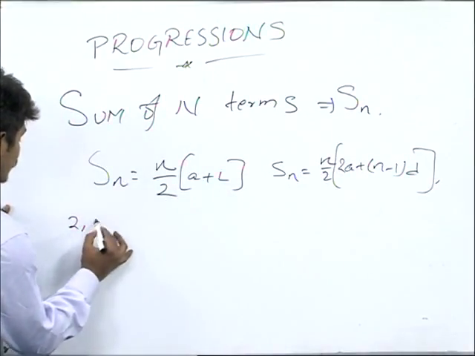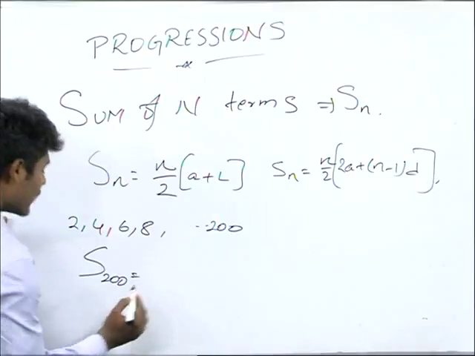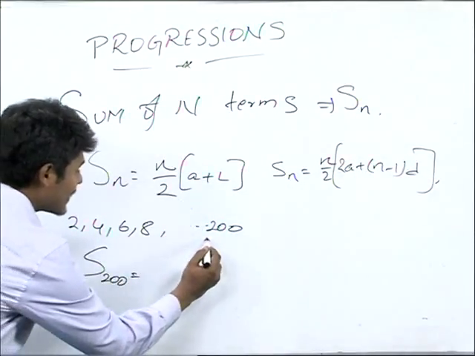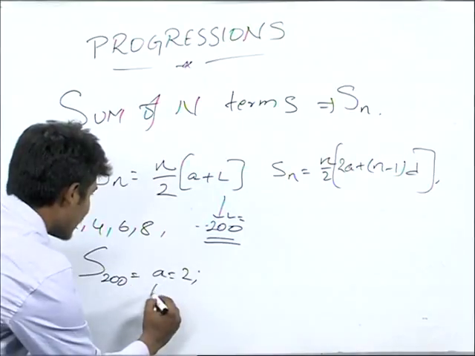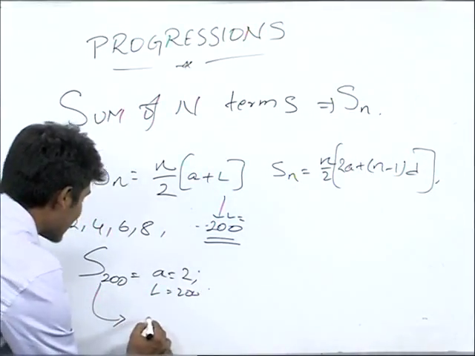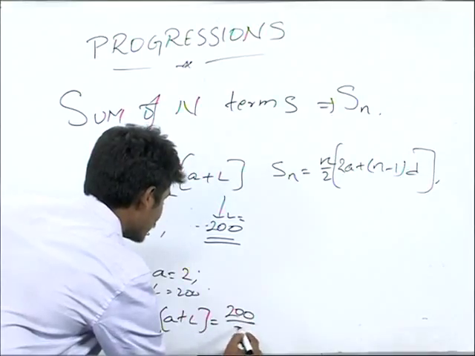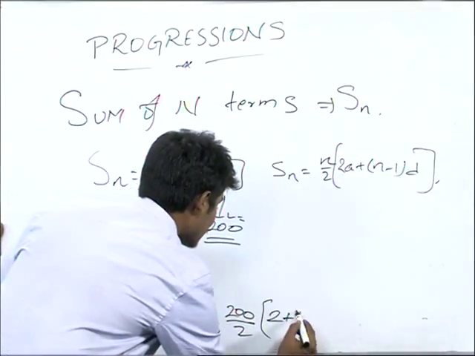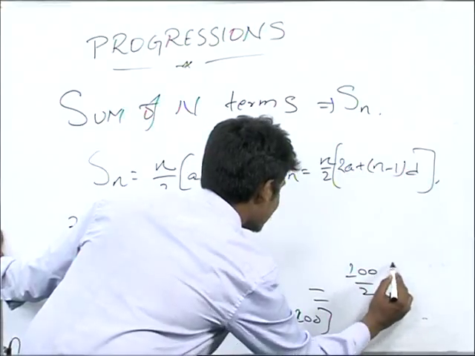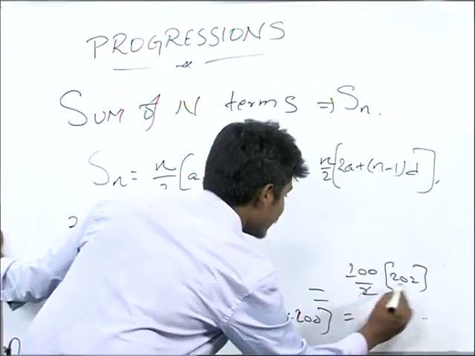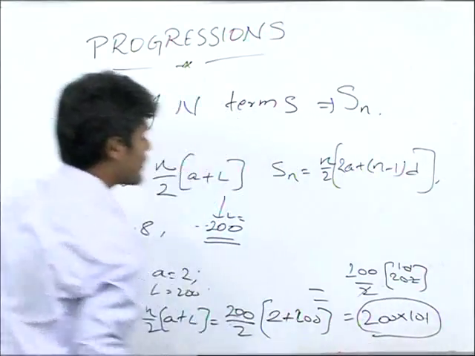Now see the same series: 2, 4, 6, 8, so on up to 200. What is the sum of 200 terms? Let's substitute in this formula, because we know the last term. Here the last term is 200 and a is equal to 2. So the sum of n terms, when we know the last term, is n by 2 into (a plus l), which is 200 by 2 into (first term 2 plus last term 200). This results in 200 by 2 into 202, which is 200 into 101. This becomes the final value of the expression.